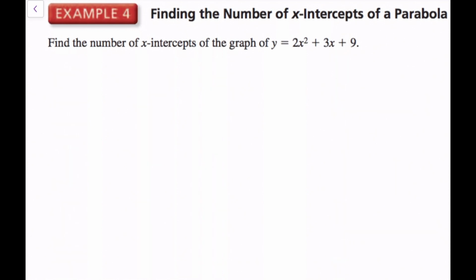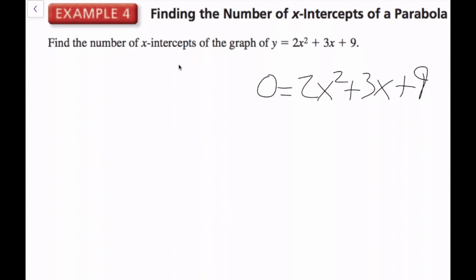So for this example, it wants us to find the number of x-intercepts of a parabola for the function y equals 2x squared plus 3x plus 9. Well, if you remember, this corresponds to the quadratic equation of 0 equals 2x squared plus 3x plus 9, because the x-intercept is the value of x when y equals 0. So if I just set y equal to 0, I get this quadratic equation.